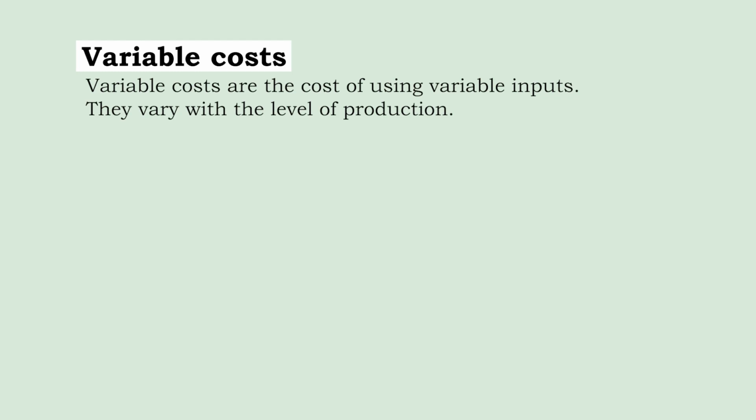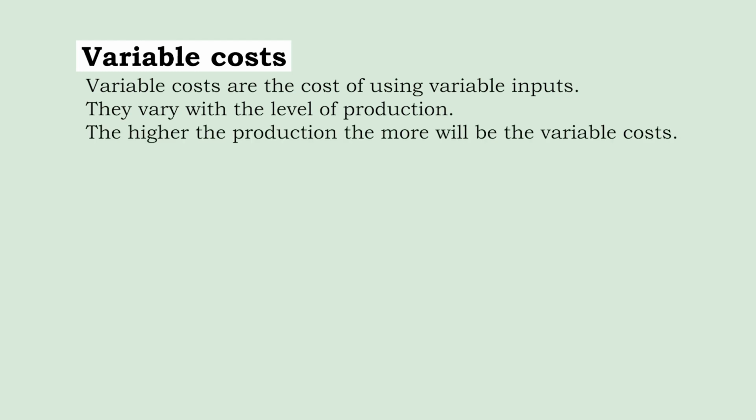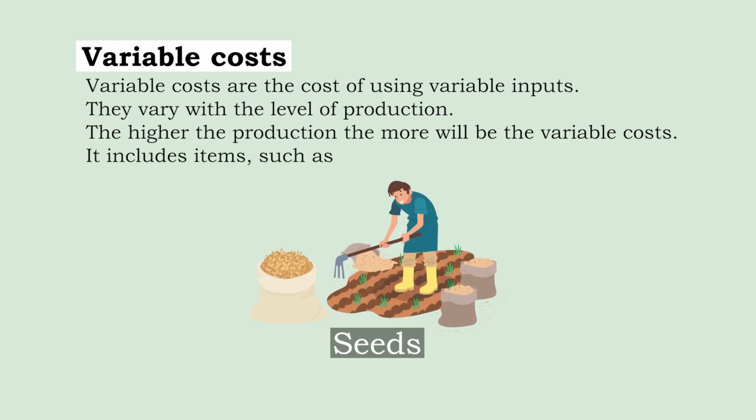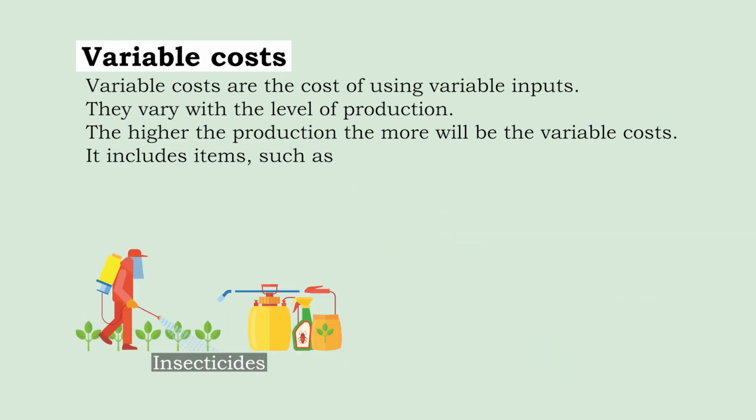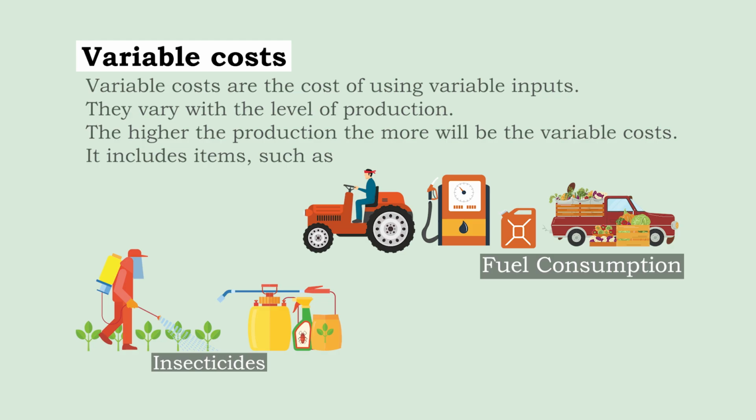Variable costs. These are the cost of using variable inputs. They vary with the level of production. The higher the production, the more will be the variable costs. It includes items such as seeds, fertilizers, casual labor, insecticides, fuel consumption, etc.